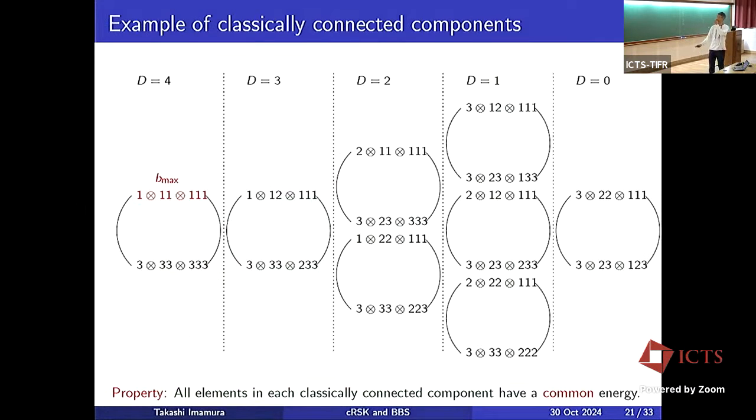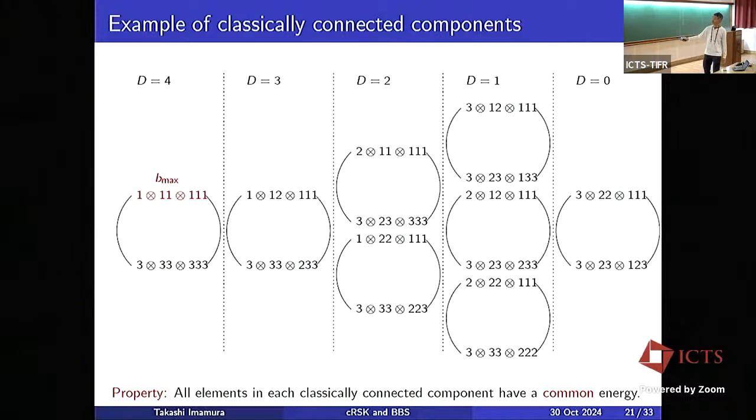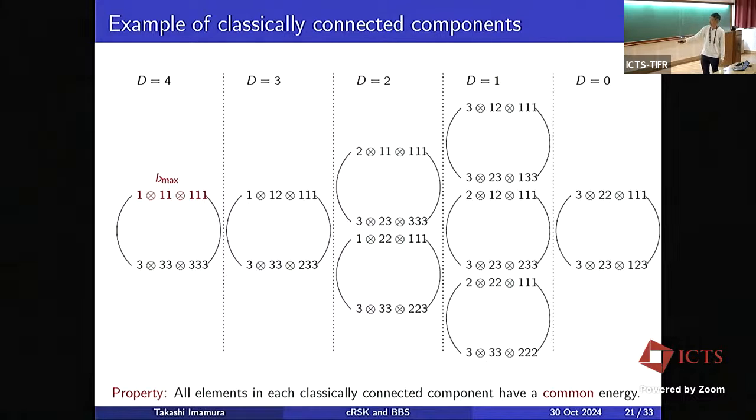So in this example, we can draw this picture like this figure, and there is an important property that all elements in each classically connected component have a common energy. So one can categorize the classically connected components by the energy like this. So this is the example.